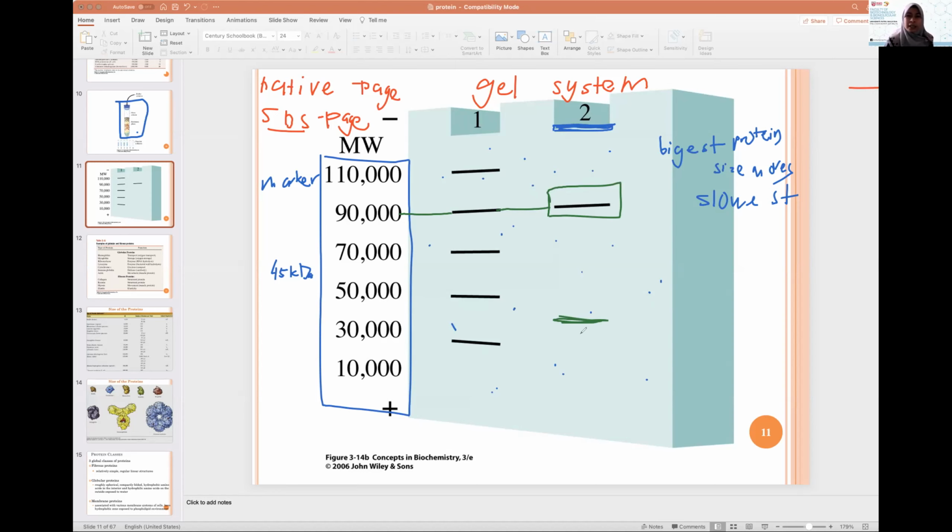How do you detect if you have multiple bands here? You may have bands here, somewhere around here, somewhere around here. Without knowing the expected band size, how do you differentiate? Because all of them will give you the same protein bands. I mean, the color will be the same.